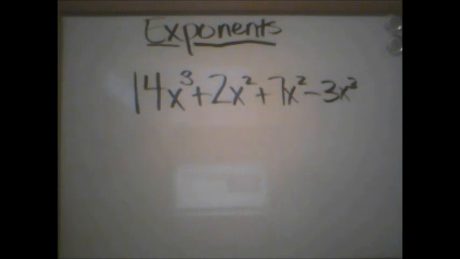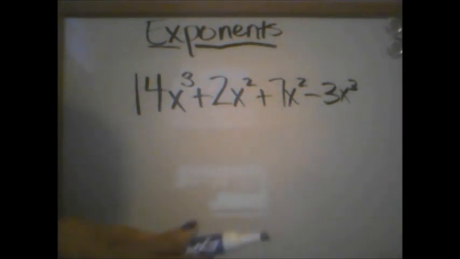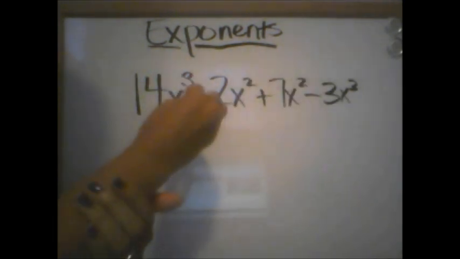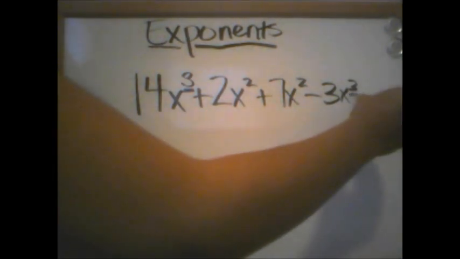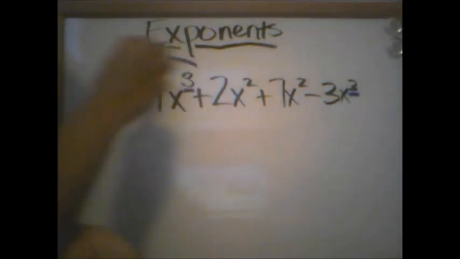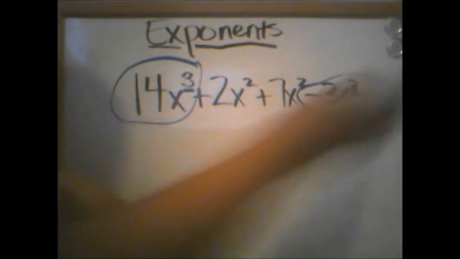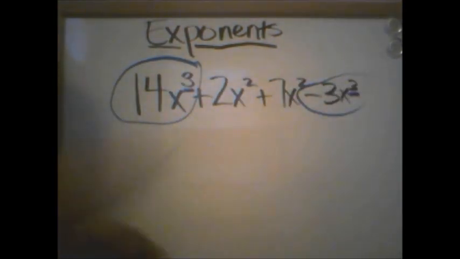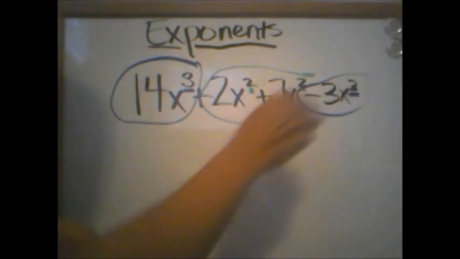So what's the first thing that we do? Combine like terms. Let's identify what's like terms. In case we don't know, we look at the exponent. So 3 and 3 are alike. This one is the same as this one. And 2 and 2 are alike. So these two are the same.